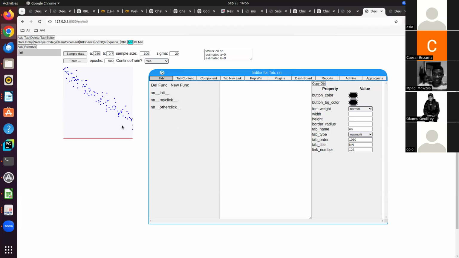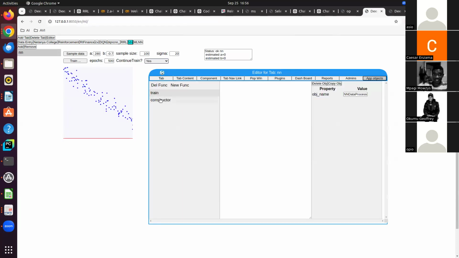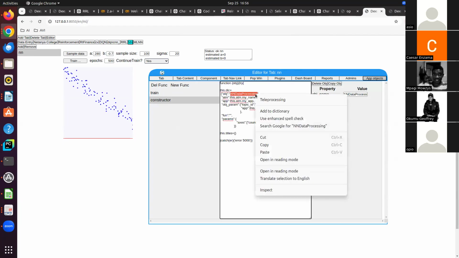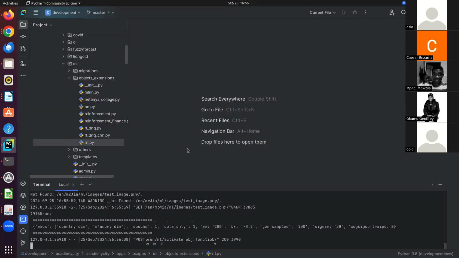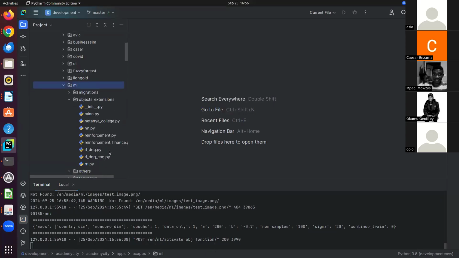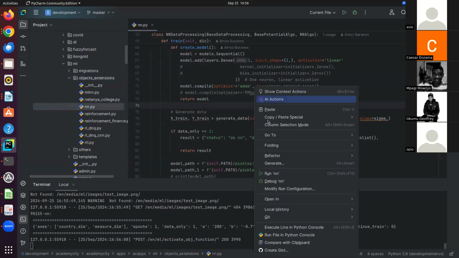And this one goes to the Python. Let's look at the Python. I said this is going to this object, and the object is NN data processing. Let's find it in Python. It looks complex the first time, but when you get used to it, it gets very easy. We have a project called machine learning, and under that, we have all those ones.